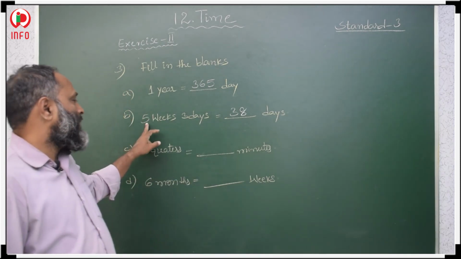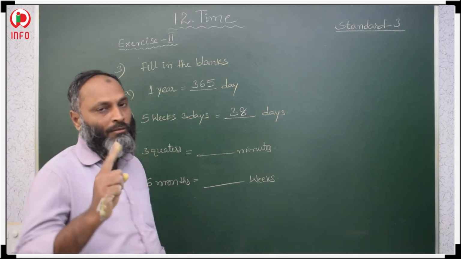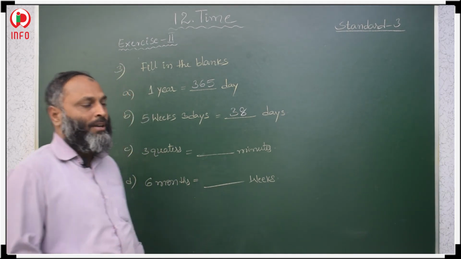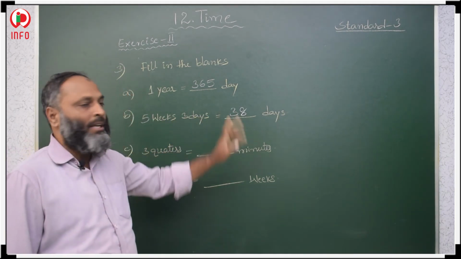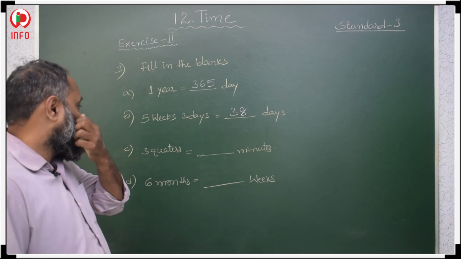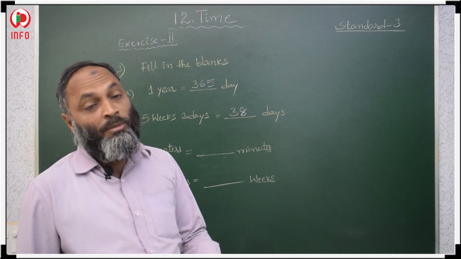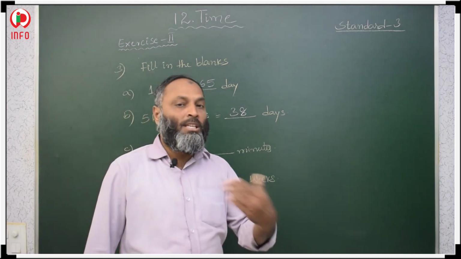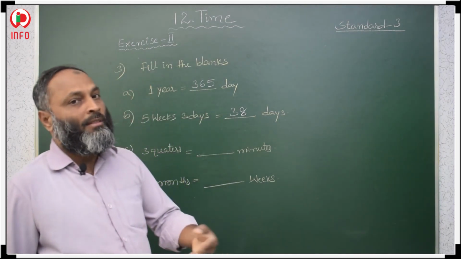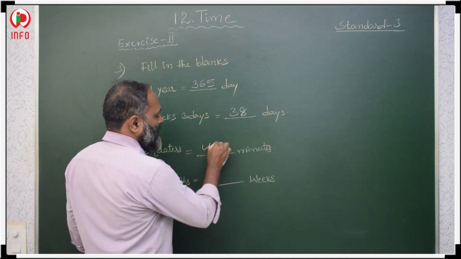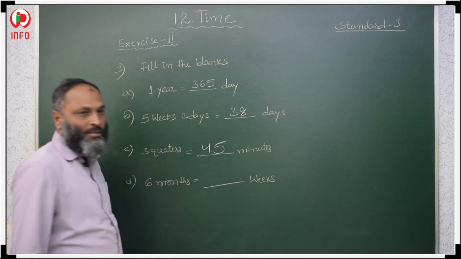So we have to multiply weeks with 7, because 1 week is equal to 7 days. So 5 weeks means 5 sevens are 35. 35 plus 3, 38 days. Now here 3 quarters. Quarter means 15 minutes. 3 quarters means 15 plus 15 plus 15. 15 plus 15, 30, 30 plus 15, 45 minutes. 3 quarters means 45 minutes.